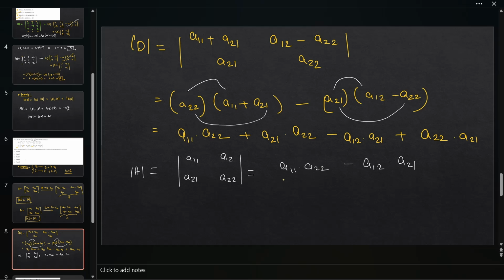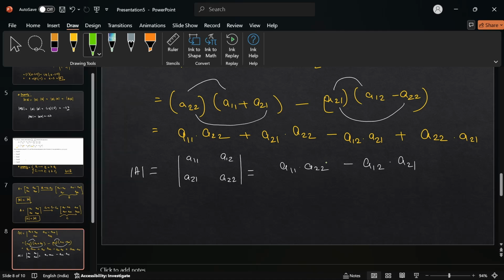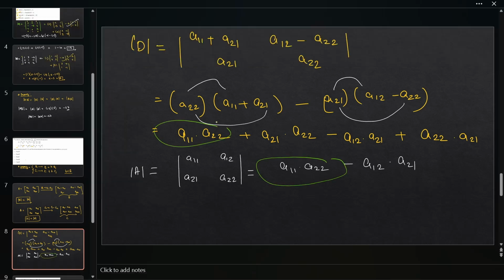So see, here we have a few additional terms. Let's try to compare the terms. Here we have a11, a22, and a11, a22 we have here as well. Here we have a12, a21, and here also we have a12, a21. But we have some additional terms as well, and these two terms are not cancelling out each other. These two are in addition. So it would eventually become 2 times a21 into a22. So there is one additional term here in the determinant of D. Hence we can say that the determinant of D is not equal to the determinant of A for arbitrary values of a11, a12, a21, a22.